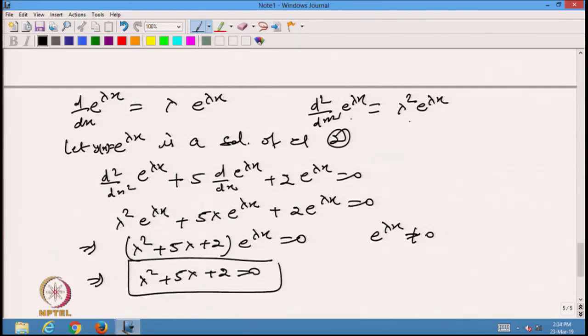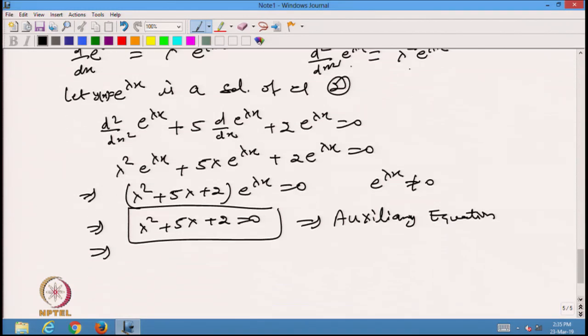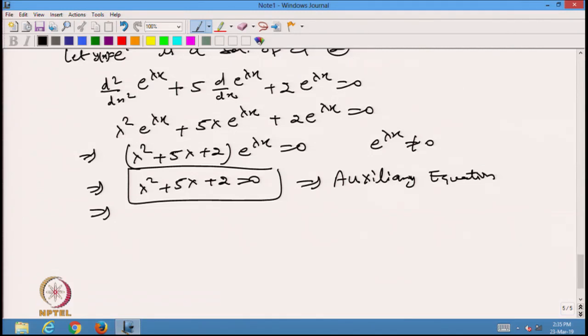This type of equation is called the auxiliary equation associated with the differential equation. Now, if you see clearly, this is a quadratic equation, and we can solve it. If I solve it, I will get the values of λ1 and λ2. So λ1 and λ2 are the two roots of this equation. I can go further in that case.